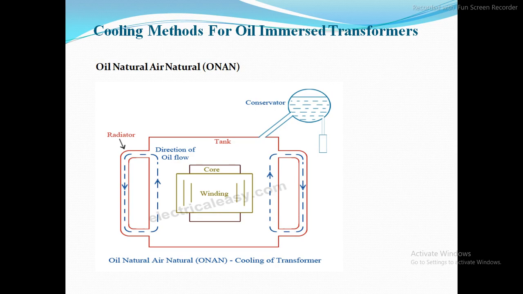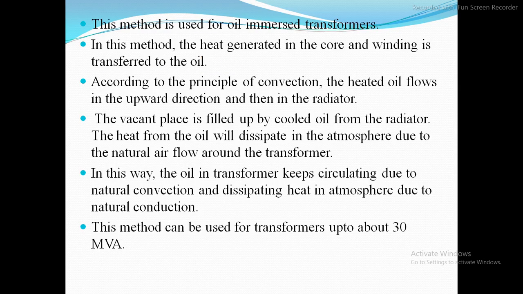So let us see the theory of this method. This method is used for the oil immersed transformer. In this method, the heat generated in the core and the winding is transferred to the oil according to the principle of convection. I already told you. The heated oil flows in the upward direction, and then in the radiator, the vacant place is filled by the cooled oil from the radiator. The heat from the oil is dissipated into the atmosphere due to natural airflow around the transformer. In this way, oil in a transformer keeps circulating due to natural convection and dissipating heat in the atmosphere. This method can be used for transformers up to 30 MVA only.